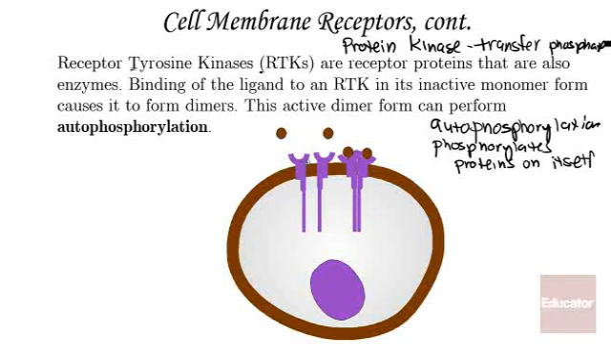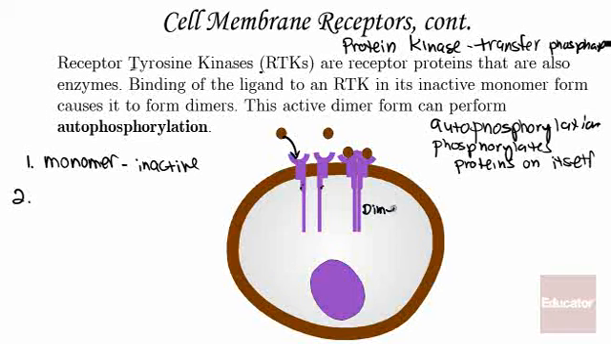This receptor exists in two forms. The first form is monomer. So you see there's a single structure, single receptor, and that is an inactive form. And you see that right now it is not bound to a ligand. Upon binding of the signaling molecule to the receptor, two of these monomers come together to form what's called a dimer. They undergo dimerization, and the dimer form is the active form. Once in their active form, then they can perform the phosphorylation.